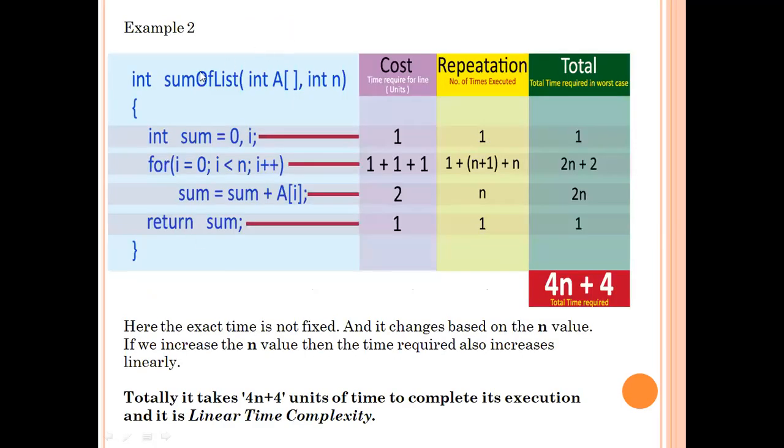See the second example. Sum of list is the function which accepts two parameters. One is an integer type array and the second is a simple integer variable. Then two local variables sum and i. Then for loop i is equal to 0, i less than n and i plus plus. Then sum is equal to sum plus a of i, and return sum. So here we have cost, time required for a line in units, repetition (number of times repeated), and total time.